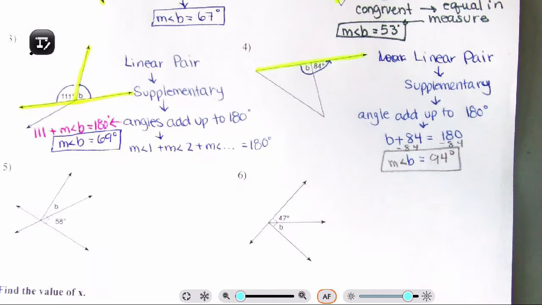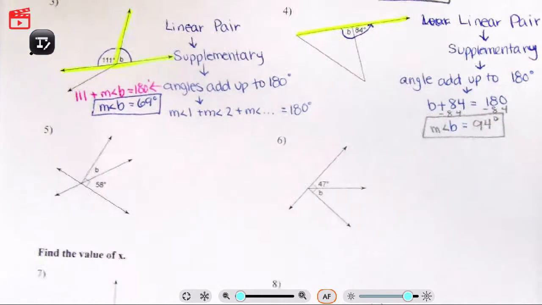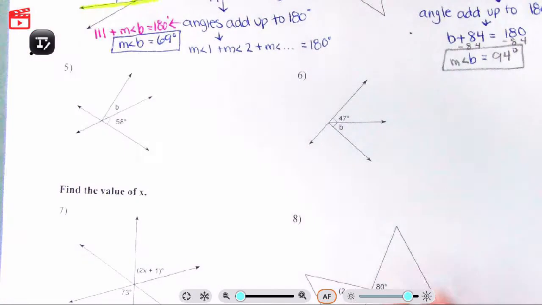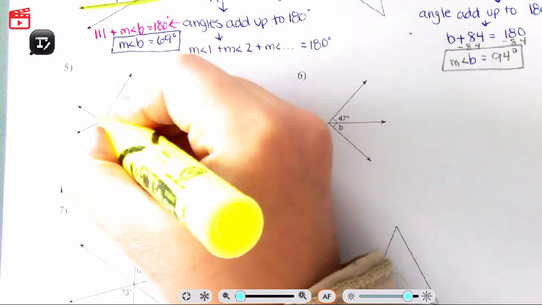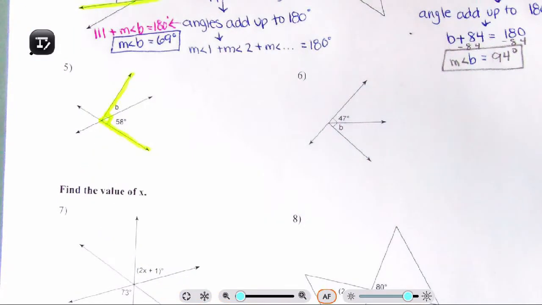All right, just a few more on this worksheet. Okay, let's do number 5. Same question, we're still solving for B. What do we have? Well, let's see. These two angles form a right angle. That's kind of a giveaway for what it is. So what do we have?